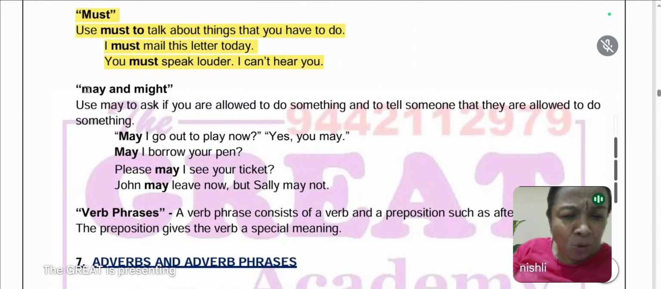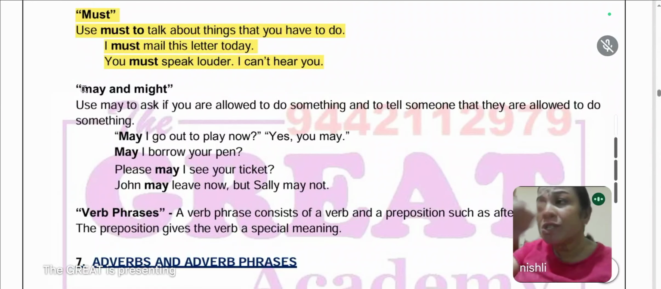You must speak louder, I can't hear you. So that person on the other hand keeps on listening, but he's not able to hear. So he uses the word must. You must speak louder. Otherwise, I can't hear anything from the other end.